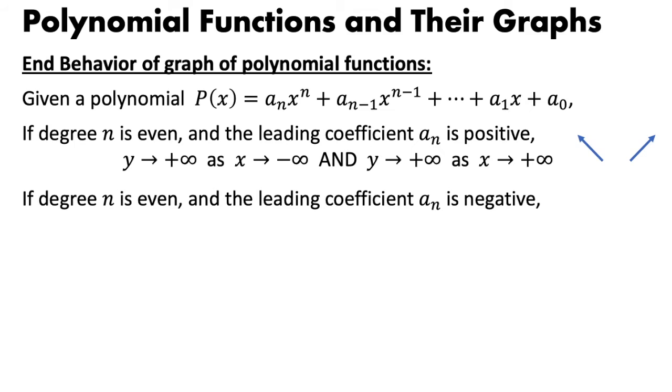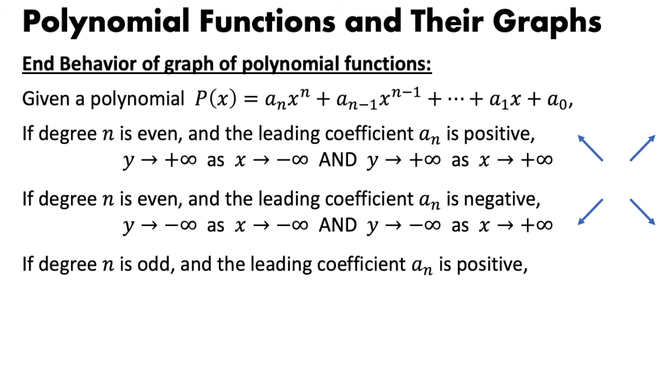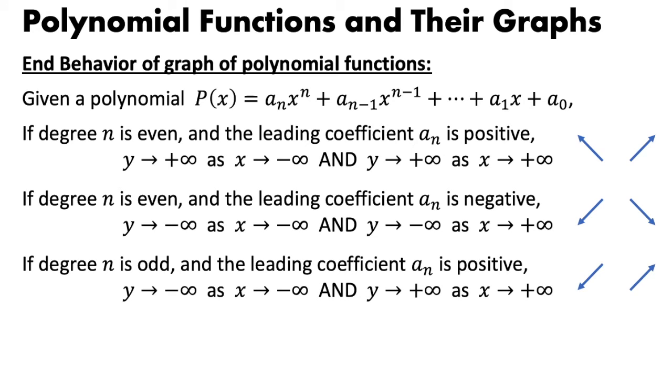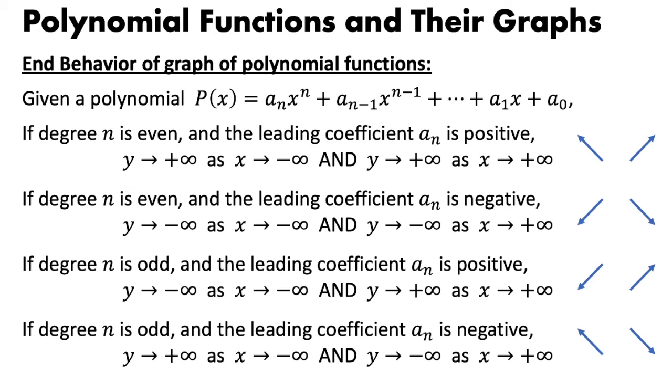If degree n is even, but the leading coefficient is negative this time, as x approaches negative infinity or positive infinity, y will approach negative infinity. And if n is odd and the leading coefficient is positive, as x approaches negative infinity, y approaches negative infinity. And as x approaches positive infinity, y approaches positive infinity. And if n is odd and the leading coefficient is negative, as x approaches negative infinity, y approaches positive infinity. And as x approaches positive infinity, y approaches negative infinity.